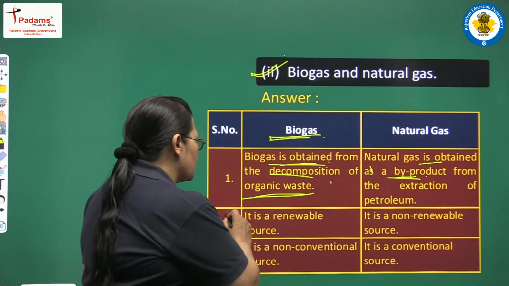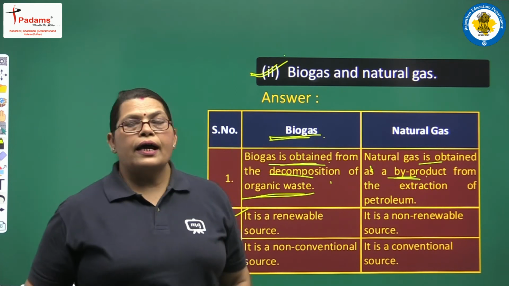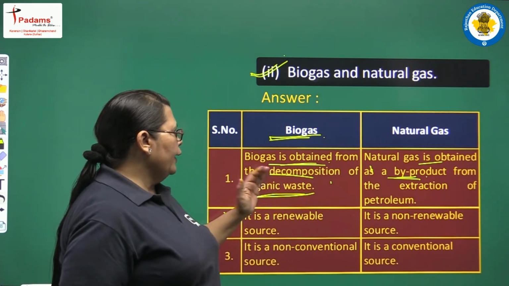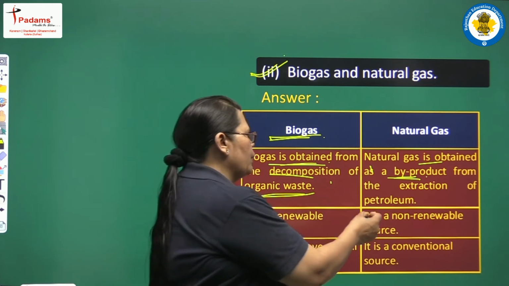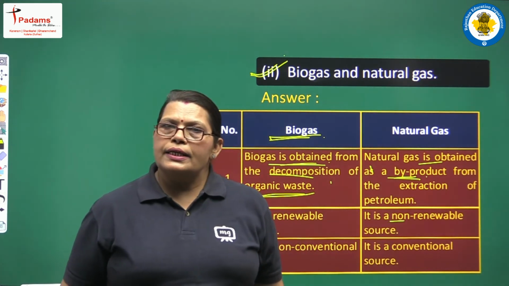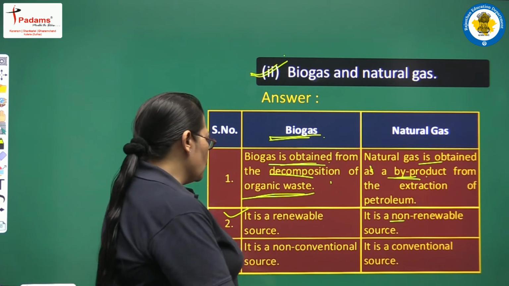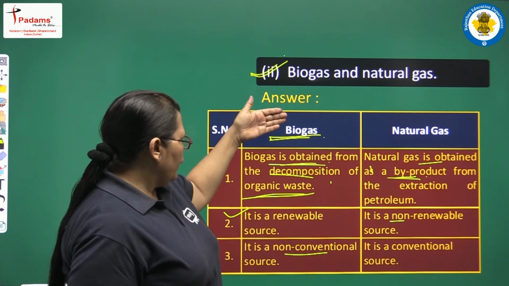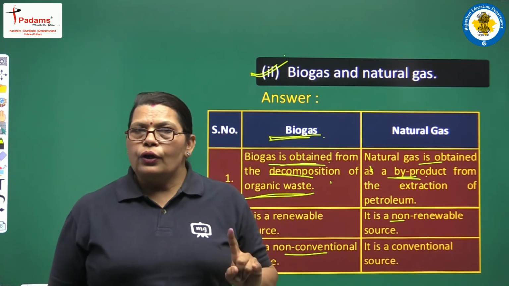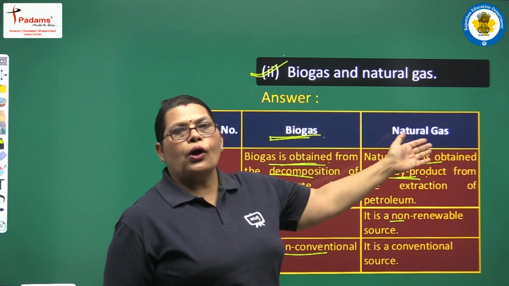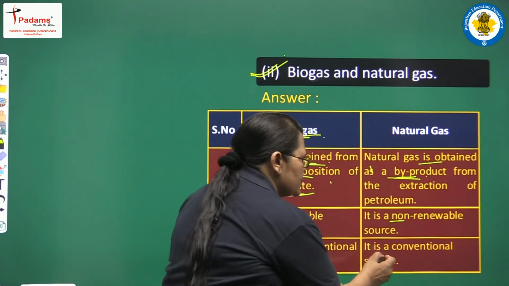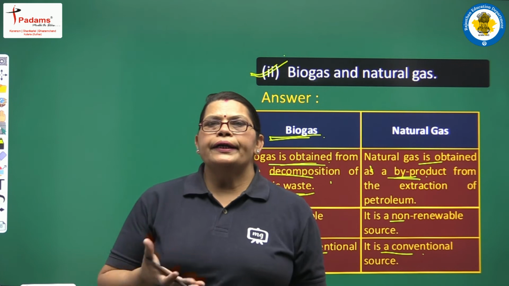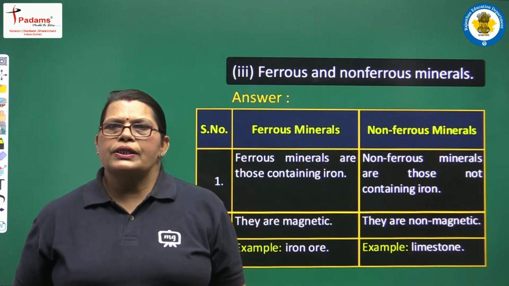See the another point of distinction here. These biogas are the renewable sources. We again and again renew all these materials. And what about natural gas? Natural gas is a non-renewable source. Our last point of distinction is that biogas is a non-conventional source, but natural gas is a conventional source. So this concept is clear to all of you, the main differences between biogas and natural gas.